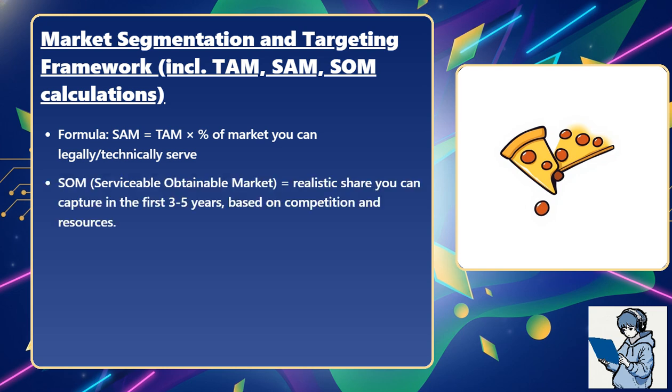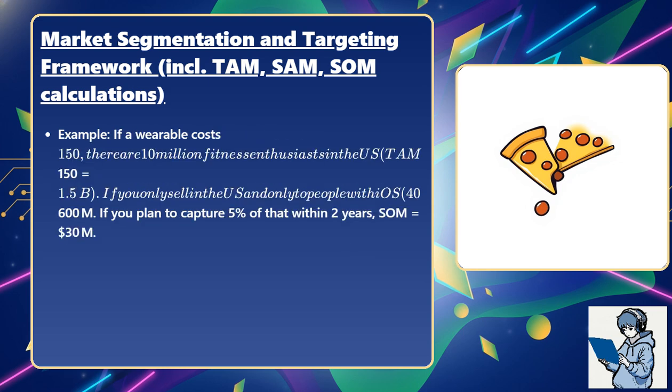SOM, serviceable obtainable market, equals the realistic share you can capture in the first 3 to 5 years, based on competition and resources. Formula: SOM equals SAM times target market share, for example 5%. Example: if a wearable costs $150, there are 10 million fitness enthusiasts in the United States. Total addressable market equals 10 million times $150, which is $1.5 billion.